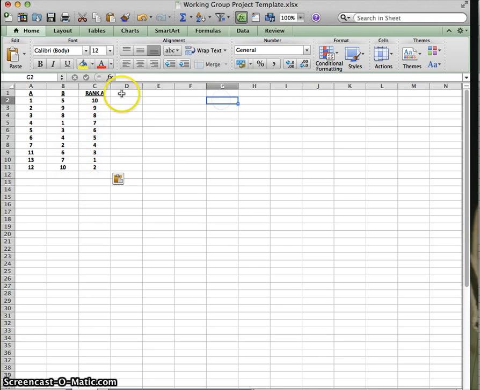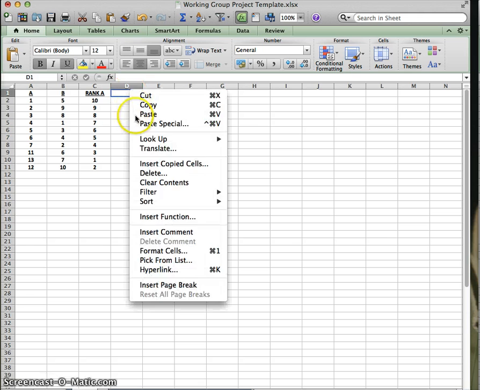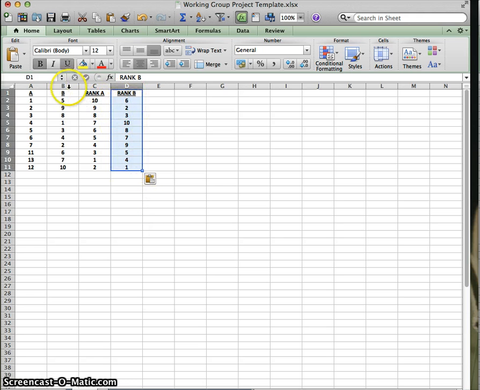I'm going to do the same thing with that B column, where I have the rank already prepared over here just for the sake of time. So here you can see I've also ranked this B column: rank A for this column, rank B for this column.